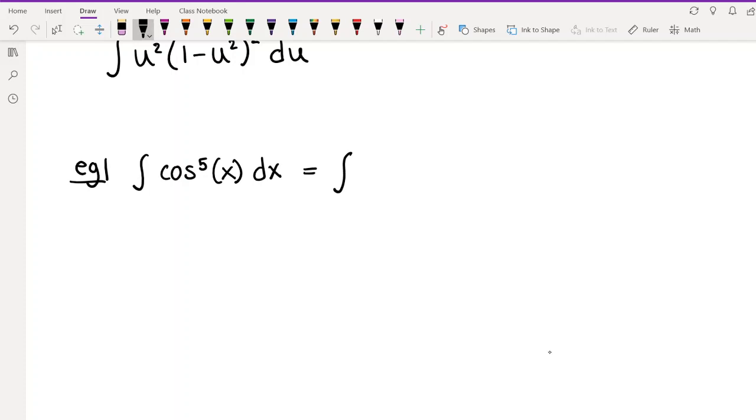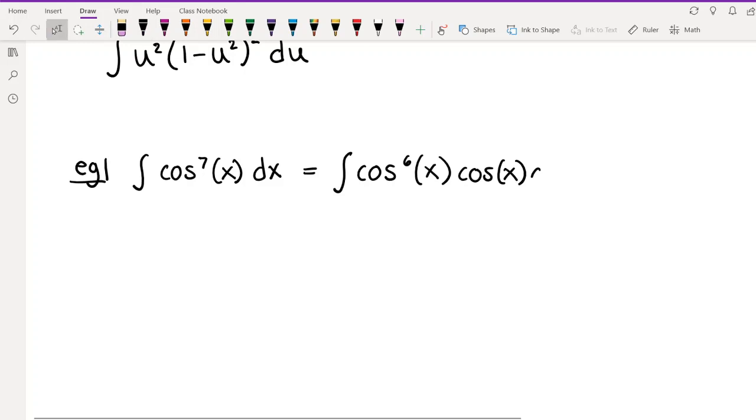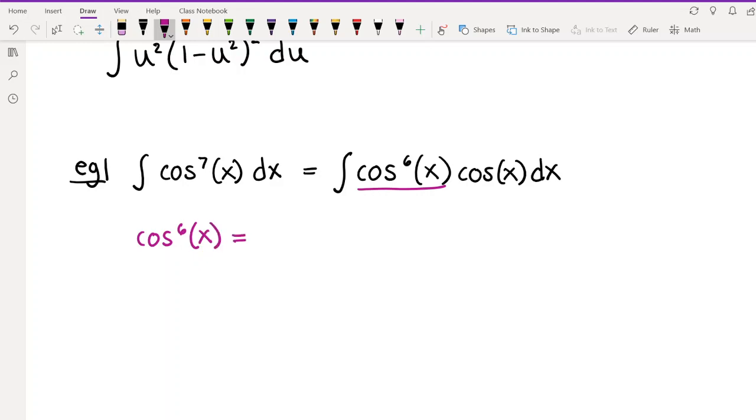So we would write it as, and let's actually, you know what, I had it written in my notes as this, but I'm going to change it so that we see something a little different. So let's say cosine to the 7th. And so that would leave us with cosine to the 6th of x times cosine of x dx. And so now we need to figure out how to deal with this. Well, cosine to the 6th of x is the same as cosine squared of x cubed. And cosine squared of x, we know that that's 1 minus sine squared of x. And so we can put that in.